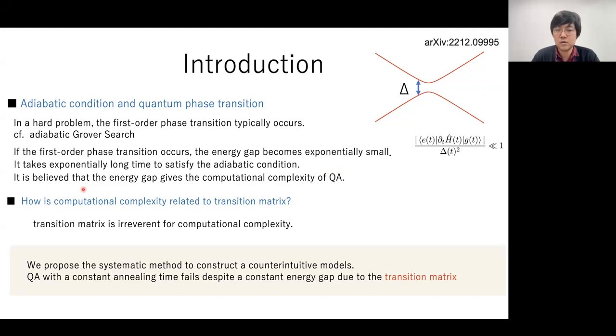On the other hand, how is computational complexity related to the transition matrix? The transition matrix is a numerator of this adiabatic condition. In a typical Hamiltonian, the Hamiltonian is represented as an L-body local interaction Hamiltonian. So it is believed that the transition matrix is irrelevant for computational complexity. In this talk, we propose a systematic method to construct counterintuitive models. In this model, quantum annealing with a constant annealing time fails despite a constant energy gap due to the transition matrix.